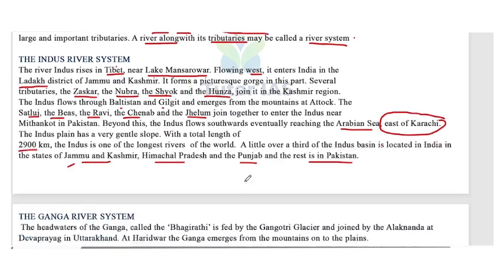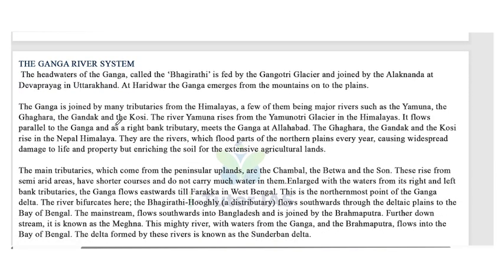Now the Ganga river system. The headwaters of the Ganga, called the Bhagirathi, is fed by the Gangotri glacier and joined by the Alakananda at Deoprayag in Uttarakhand. So the Bhagirathi is the headwater of Ganga. The Bhagirathi and Alakananda join at Deoprayag, and from there it is known as Ganga.